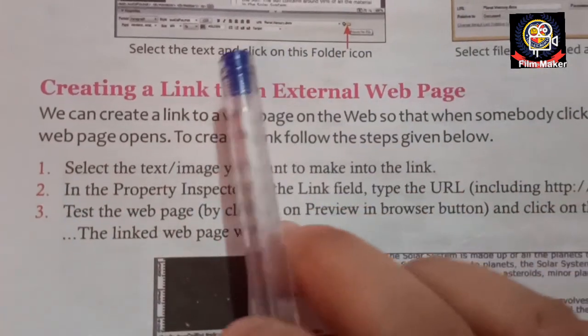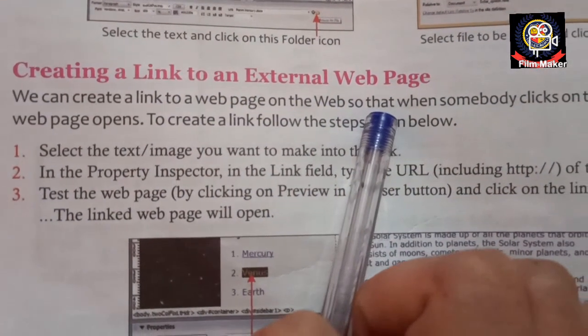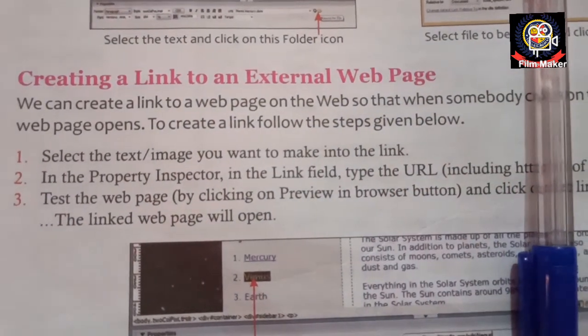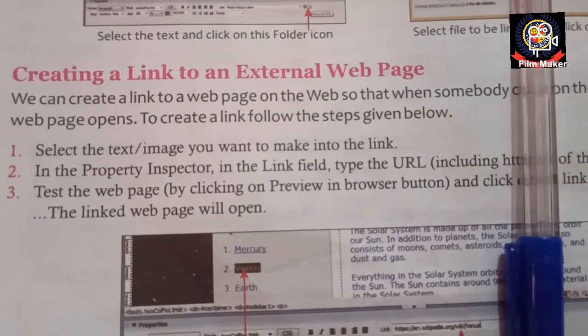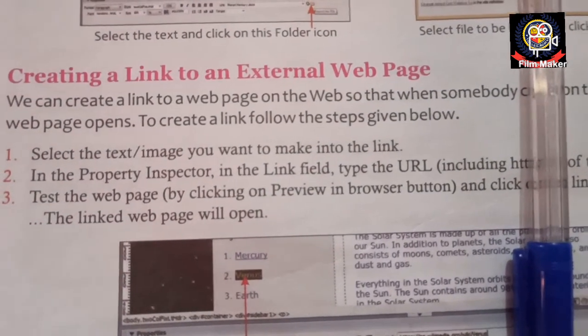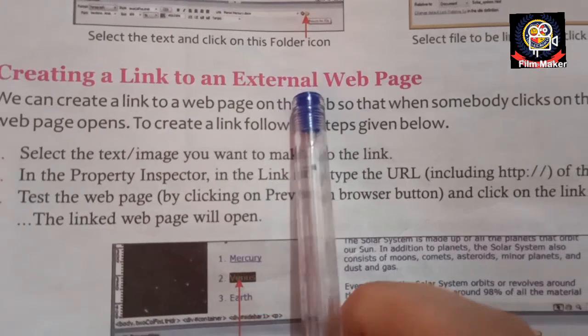Now come to the next one, that is creating a link to an external web page. External web page means whenever the user clicks, it will redirect to another web page, not our web page, to some another web page. That is the meaning of external.